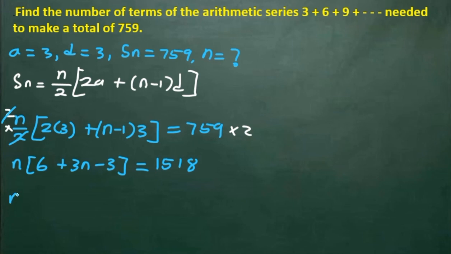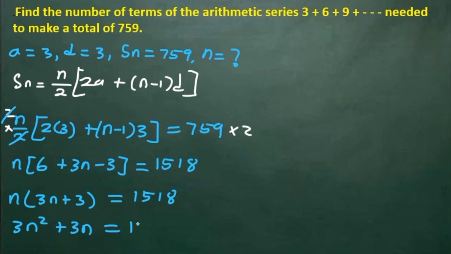Okay, so let's go ahead and expand this bracket. 6 minus 3 is 3, so I'm going to have n times the bracket 3n plus 3 equals 1518. Expanding this bracket, I'm going to have 3n squared plus 3n, so basically take n, multiply by 3n, and multiply it by 3, equals 1518. Moving on, I want to reduce this expression, so divide through by 3, and I will also send this to the left hand side.